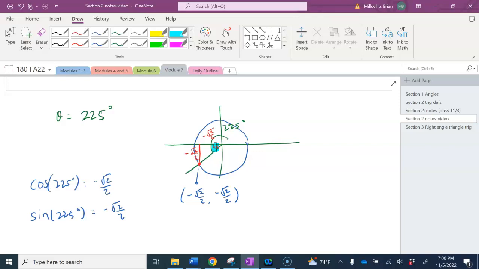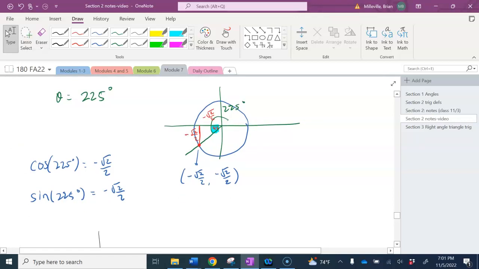So we know the side lengths. They have to be square root 2 over 2 and square root 2 over 2. In this case, they're both coming out negative because we're going left and down. We're going in the negative x direction and the negative y direction. All right, thinking about it that way helps us to label the coordinates of that point correctly to be negative square root 2 over 2 and negative square root 2 over 2. So our cosine and sine values of 225 are both negative square root 2 over 2.